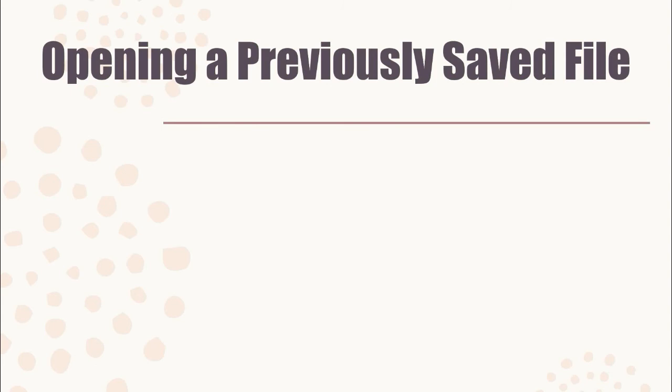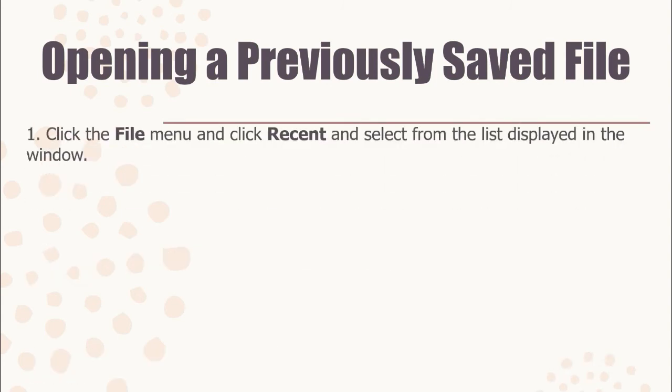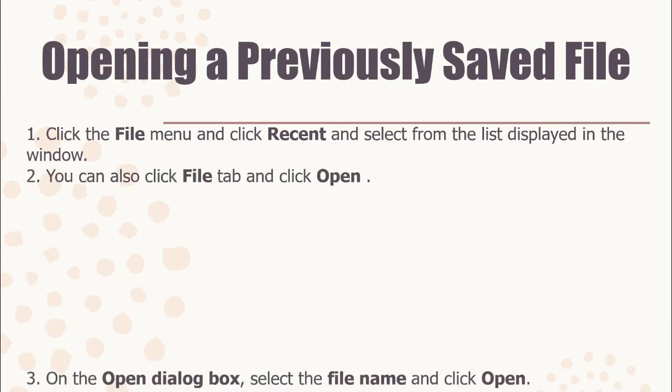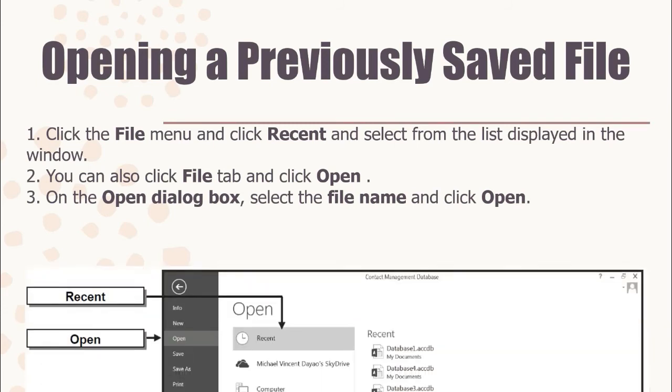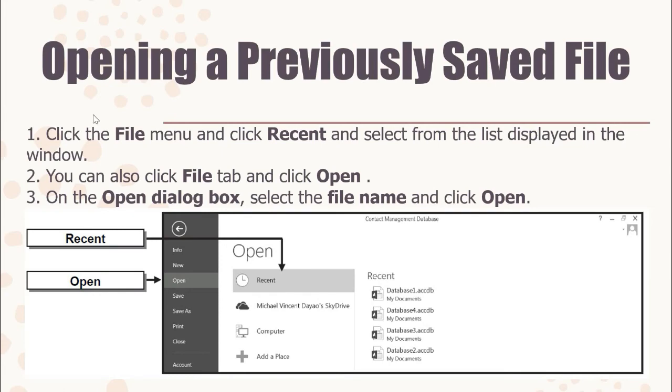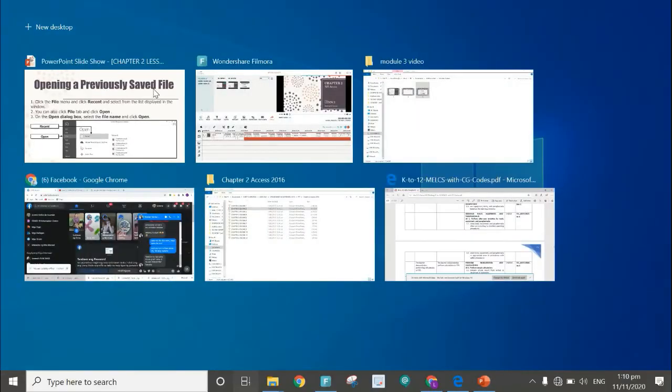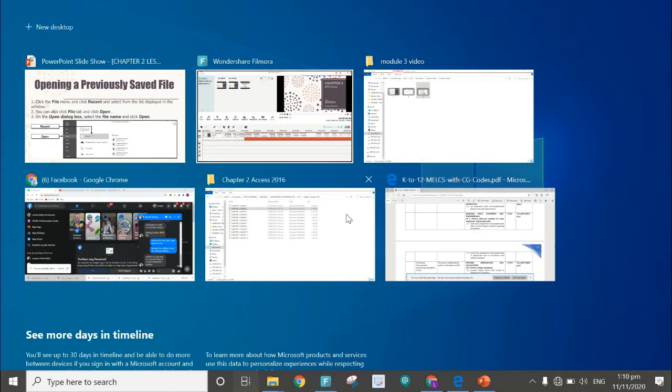Okay, opening a previously saved file. Click the File menu, click Recent, and select from the list displayed in the window. You can also click the File tab and click Open. On the Open dialog box, select the file name and click Open. Okay, so para maka-open ka ng recent file, or previous file na ginamit mo na.